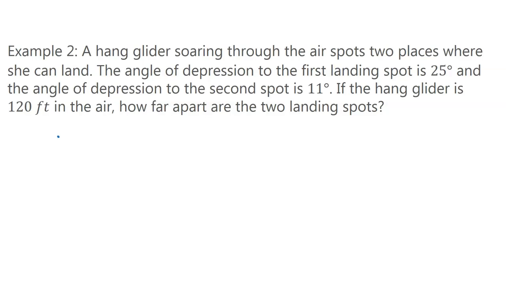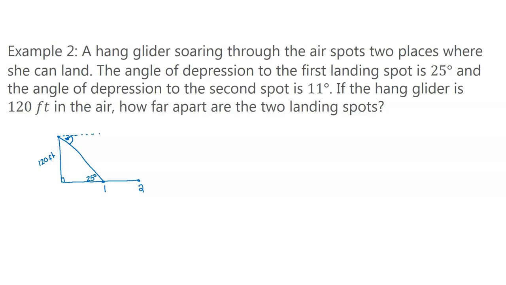So I'm going to say that this is the hang glider, who is 120 feet in the air. Then over here is the first landing spot that she sees. Then a bit further away is the second landing spot. Now the angle of depression to the first spot is 25 degrees. So if I draw a horizontal line and then a line down to the first spot, this angle here is 25. And we learned that that angle is the same as this angle here, so I'm going to put it down in the right triangle I created.